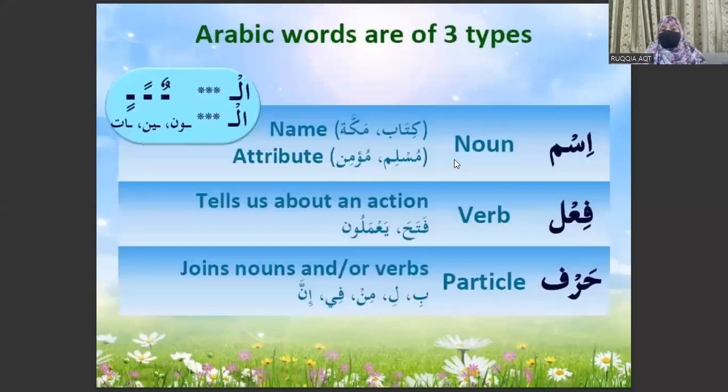Quickly, we will revise some previous slides and some previous lessons. We know that there are 3 types of Arabic words: ism, noun, fi'l, verb, and harf, particle. We have done particles, different harfs, and different examples of nouns, ism, and how to make their plurals, etc. And inshallah, soon we will start our verb, fi'l. It tells us about an action.